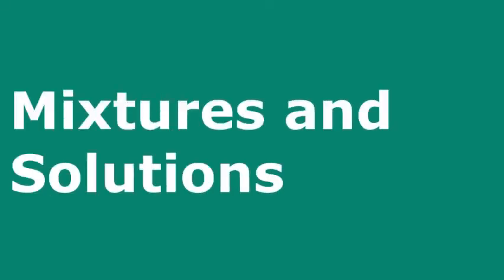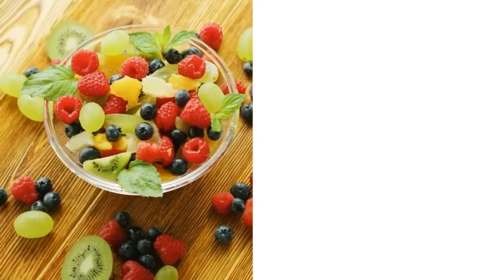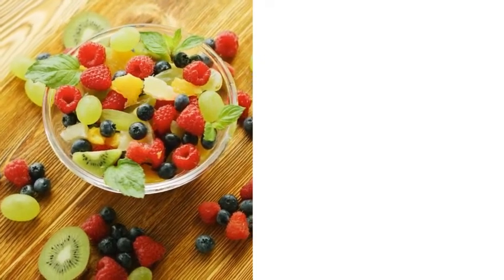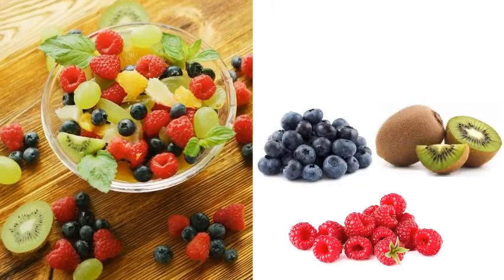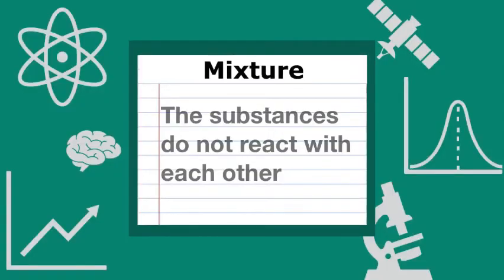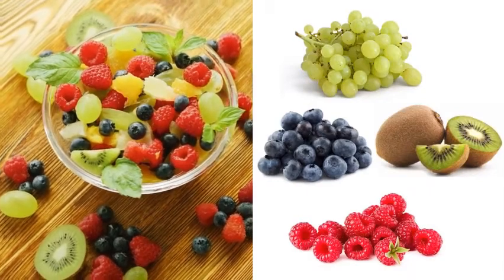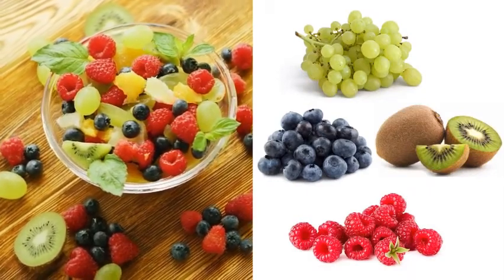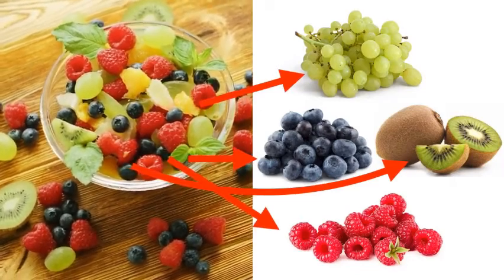Mixtures and solutions. Now, a mixture is anything made by combining two or more different substances. For example, if you've ever eaten a fruit salad, you've seen a mixture. You make a fruit salad by mixing together blueberries, raspberries, kiwis, grapes, and any other fruits you'd like. Now, a key feature of a mixture is that the substances do not react with each other. For example, in your fruit salad, nothing has changed about the fruit just because you've mixed it together. If you wanted to, you could separate out each individual fruit and see that nothing about it has changed.